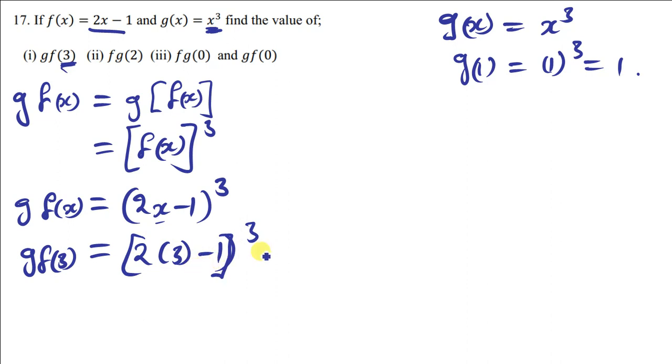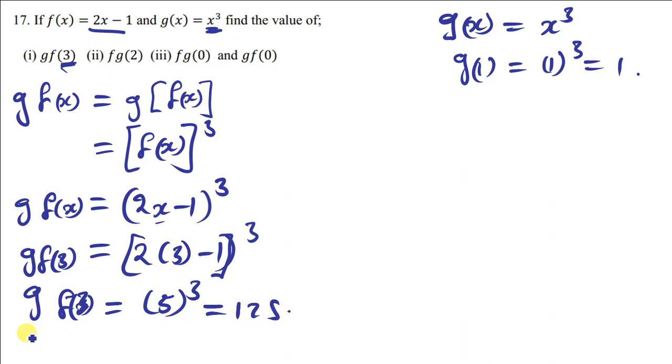So the solution will now be: 2 times 3, that will be 6, minus 1, which gives us 5. So we'll have 5 to the power 3. 5 to the power 3: 5 times 5 is 25, then times 5 will give 125. Hence, g of f of 3 will give us 125.